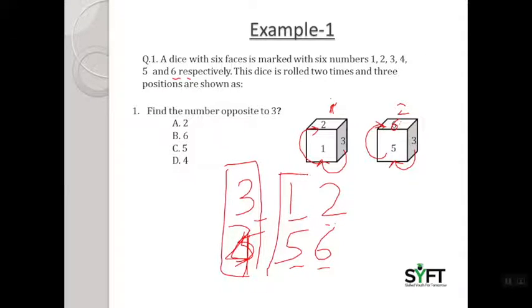So we can say now these are the opposite sides in a dice. These numbers are opposite to each other. So the number 4 is opposite to number 3. So D is the answer.